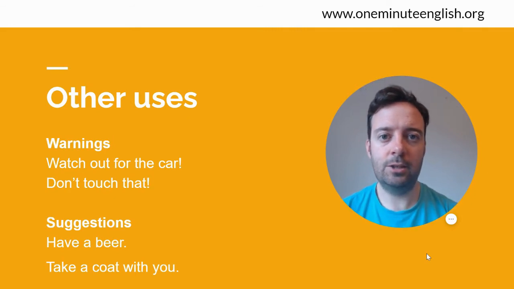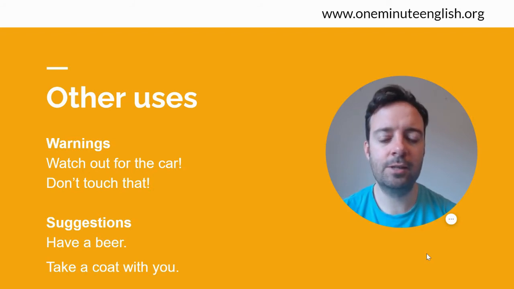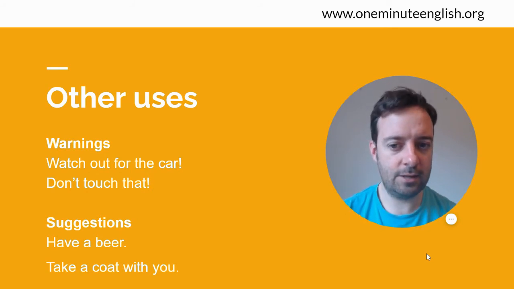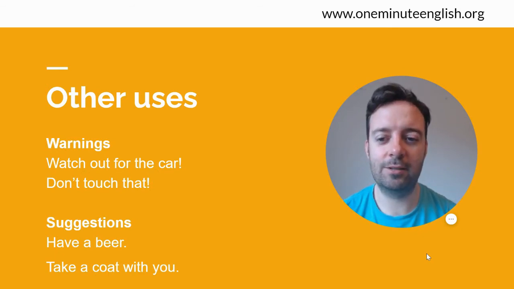Other uses are for warnings. When you are in danger, something is happening that is very dangerous. So watch out for that car. Don't touch that. Usually it's very fast, right? Because it's something happening at the moment. It's very dangerous. Practice that. Watch out for that car. Don't touch that.